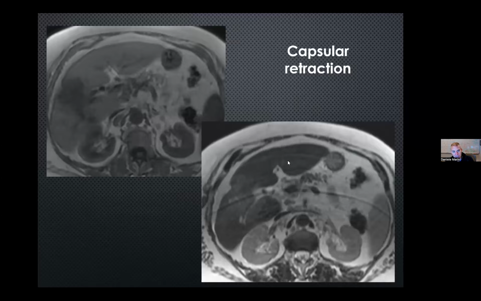This is another example on MRI. You can see this kind of lesion in segment 5. And you can see on T2 weighted images and T1, there is a very abrupt retraction of the capsule overlying the focal liver lesion. Again, this is indicative of a highly fibrous component within the lesion.